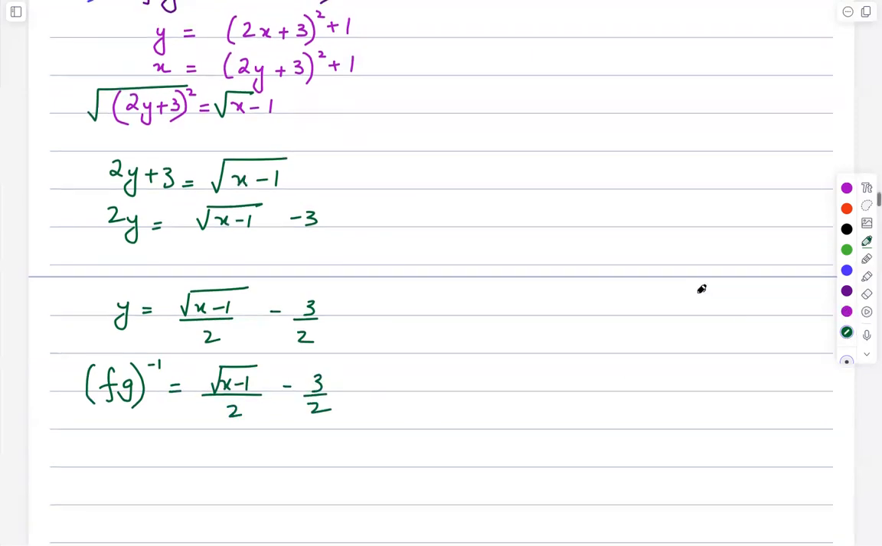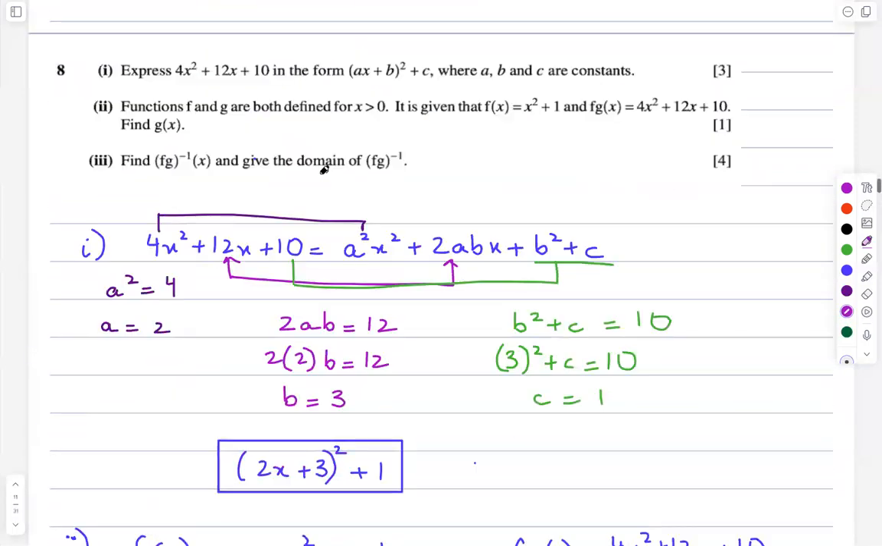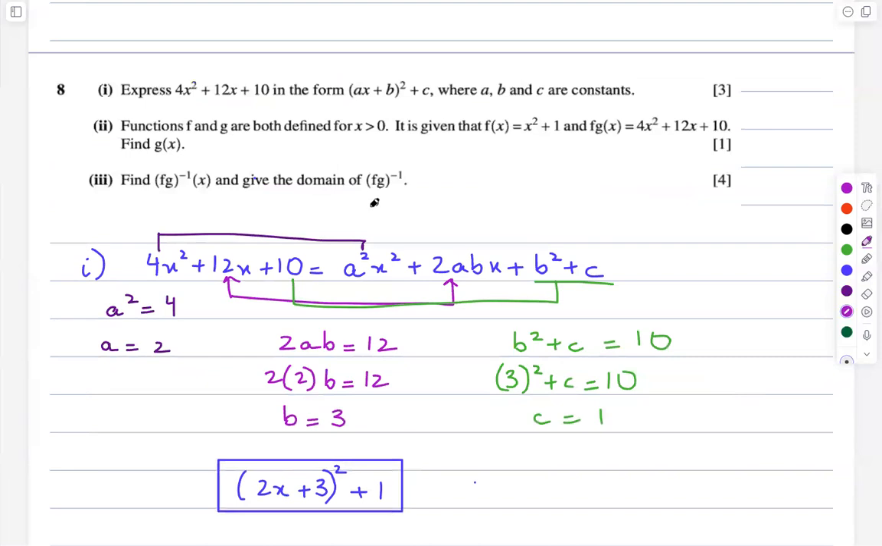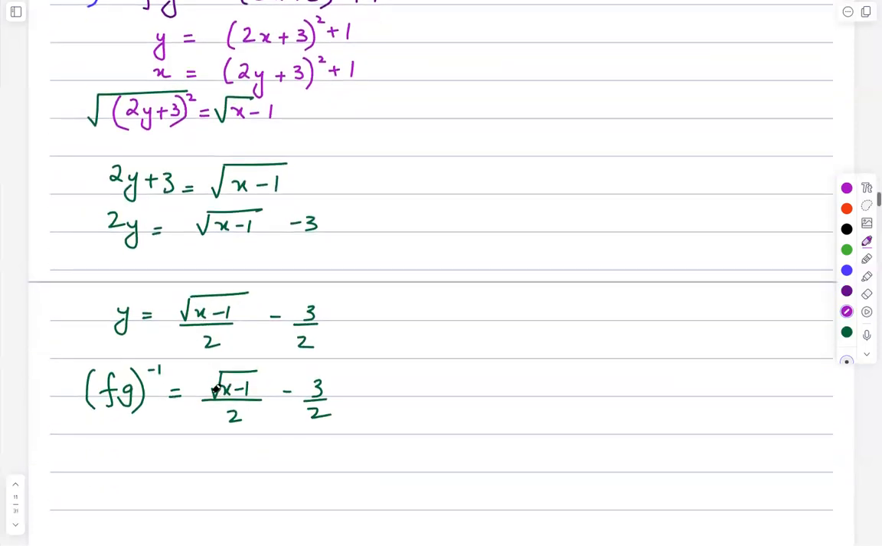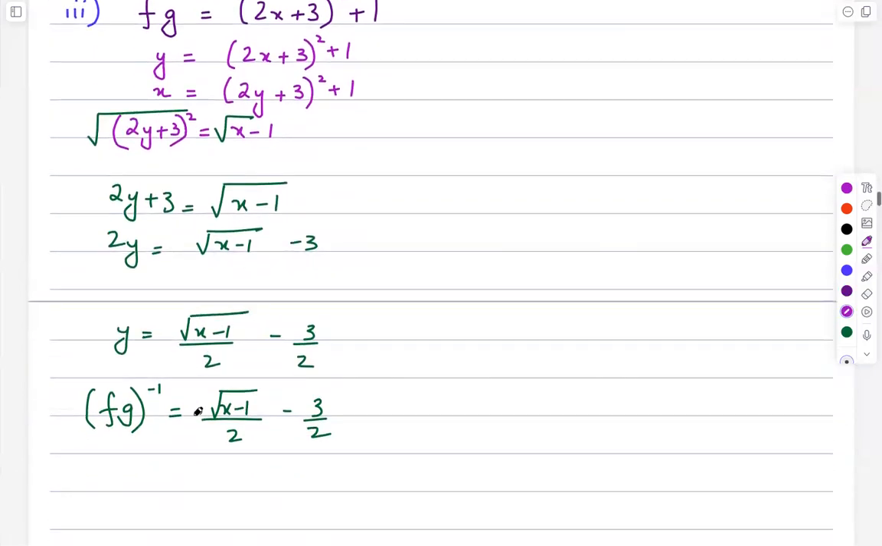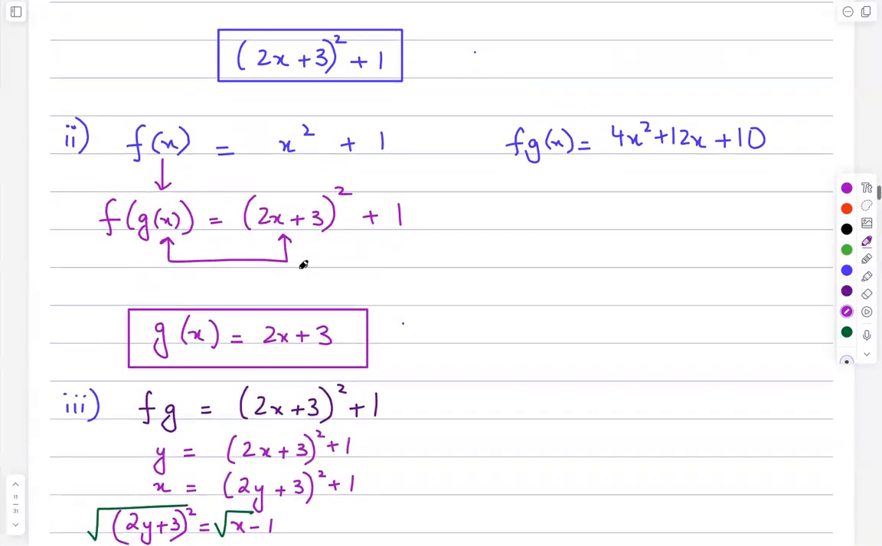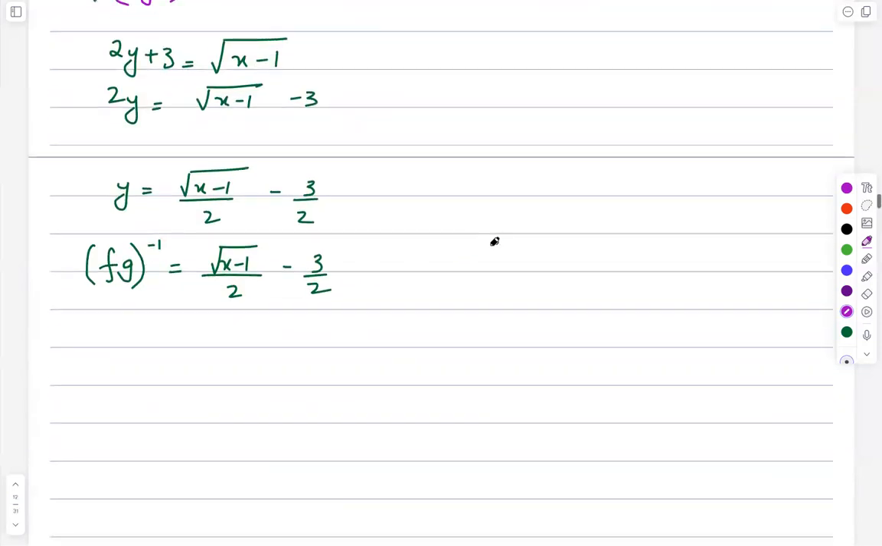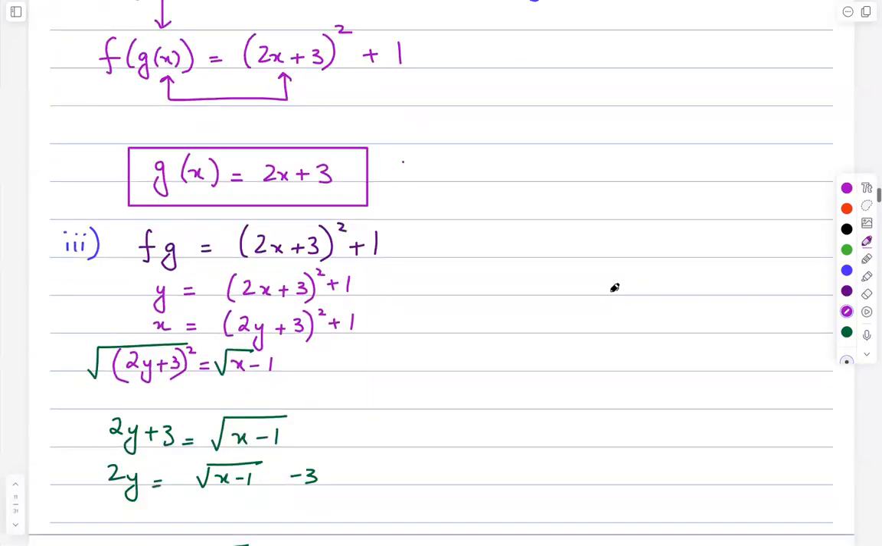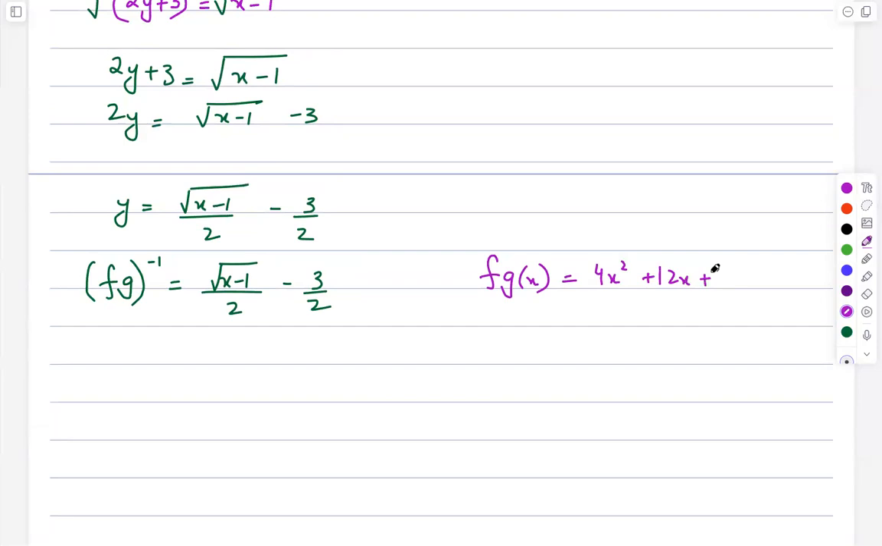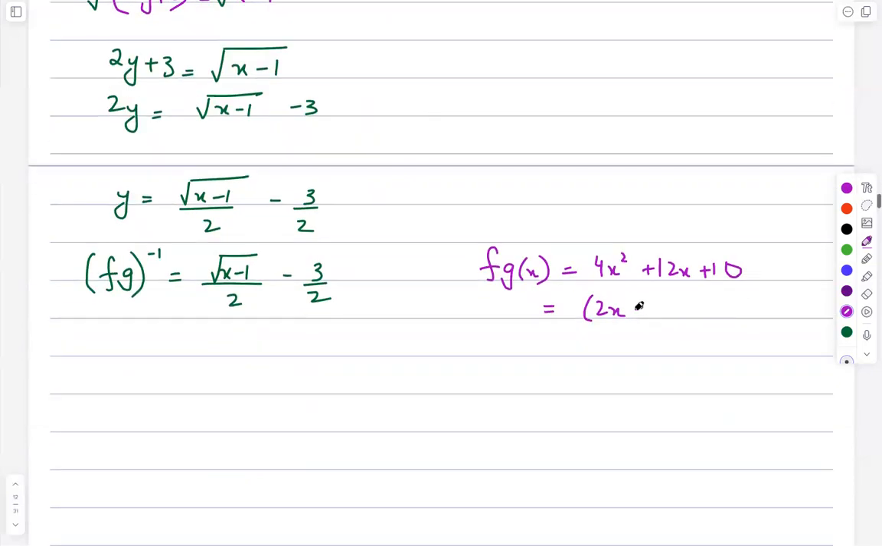We also have to give the domain of fg inverse. Now the domain of fg inverse is basically the value of x over here, and we can figure that out from the range of the function fg of x. The original function fg of x was 4x squared plus 12x plus 10. Completing the square, we got it as (2x plus 3) whole squared plus 1.